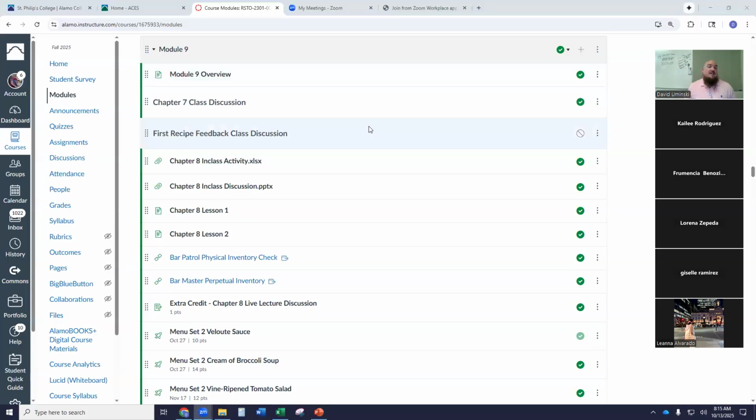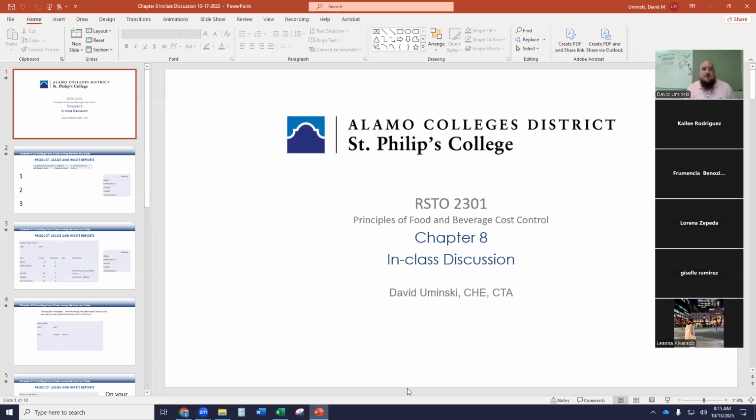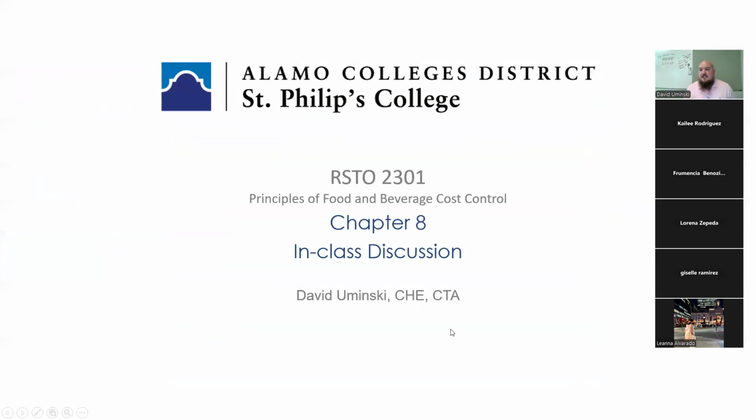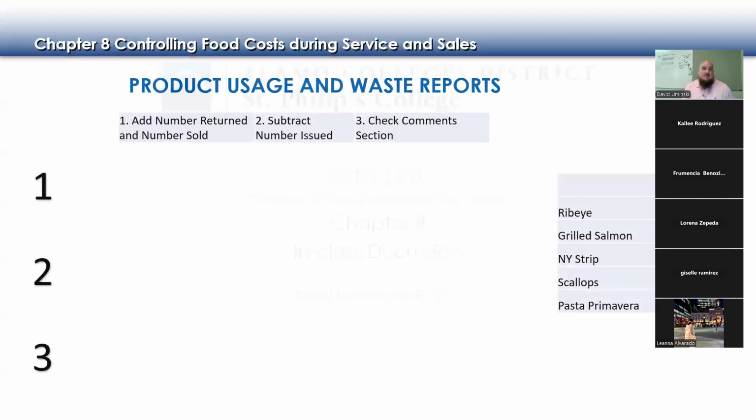All right, so in chapter 7, we are going to bring some concepts we've already talked about a little bit, and reinforce those. One of the biggest things with this chapter is that we're talking primarily about how we can control our costs, either after service and/or during service as well.